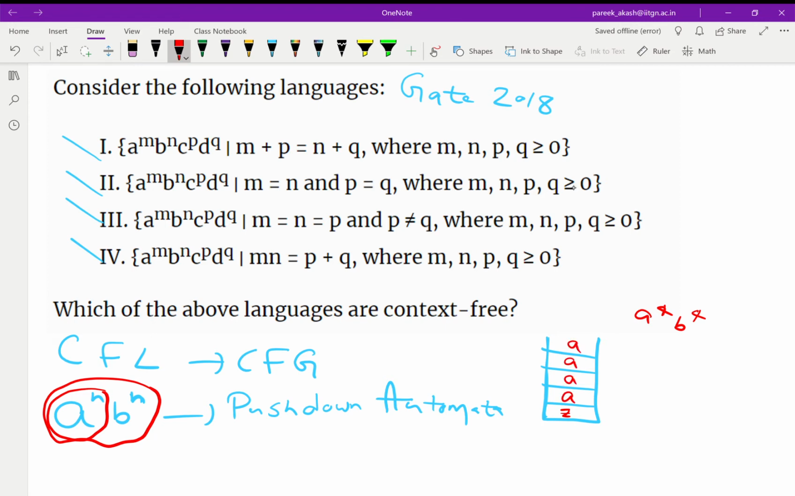Now whenever a b comes, I will pop an a. There are 4 b's. One b came and I pop an a, another b came, I pop an a, another b came, I pop an a, and so on. Now when all the b's are over, all the a's are also over, and the only symbol left in the stack is the symbol which was initially there. So we can say that this language is a context free language.